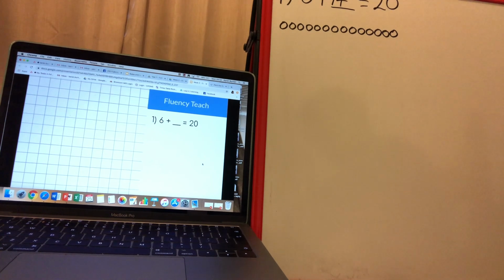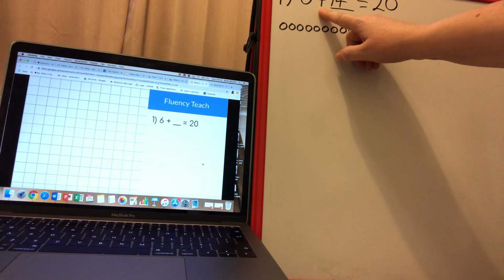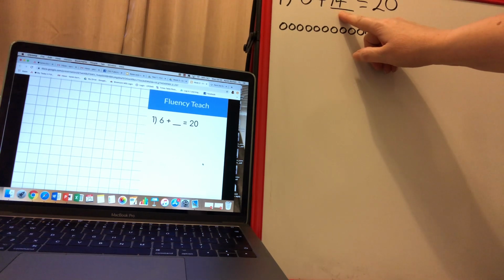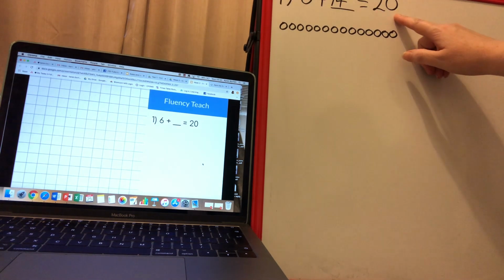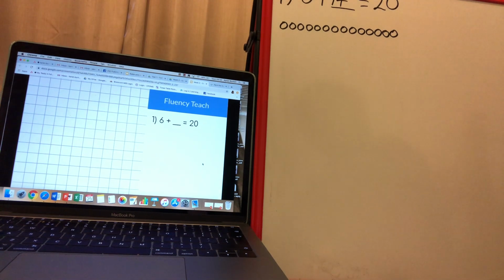If you're writing it in your book, don't forget 6 goes in its own square, the addition sign goes in its own square, the 1 should be in its own square, the 4 should be in its own square, equals in a square, and the 2 and the 0 both need to be in their own squares. Don't put 2 digits in one square.